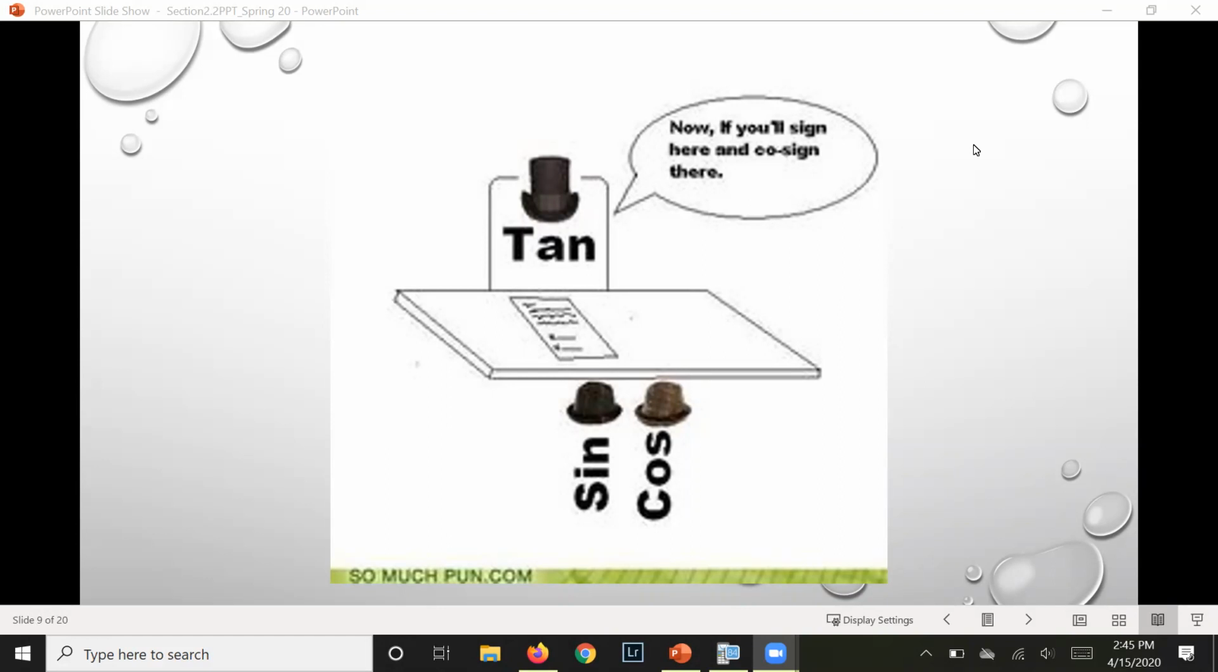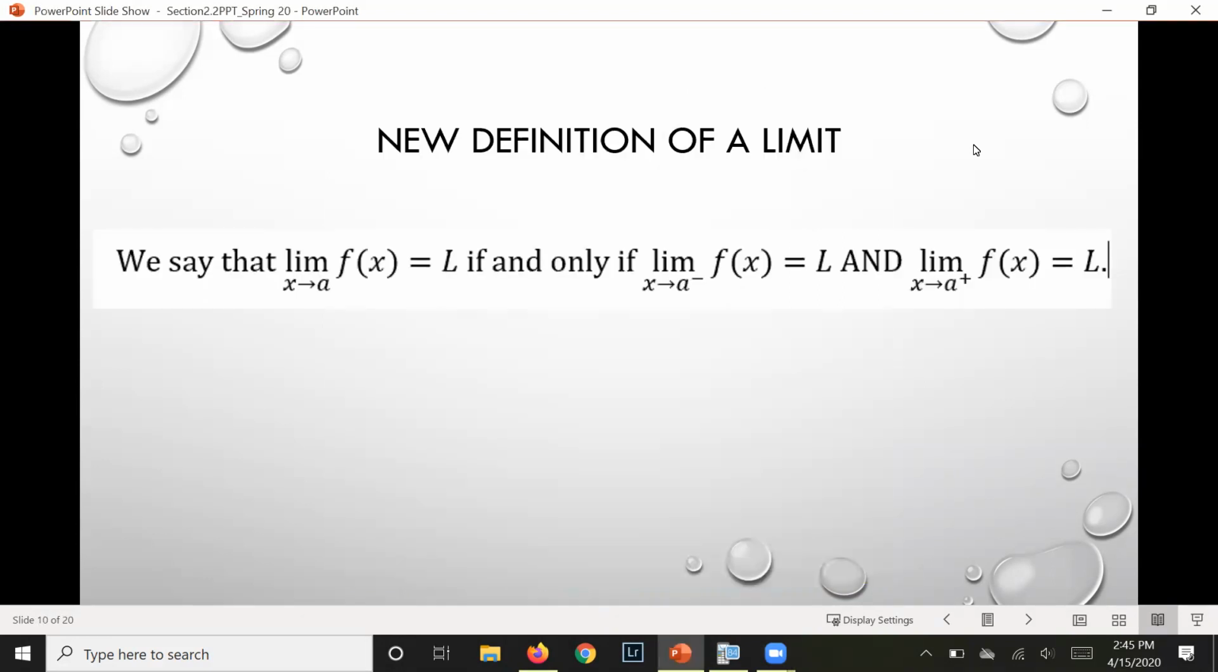Today we will be continuing on with section 2.2, building on what we learned about limits in our first video on 2.2. So let's get into it. First, we're going to remind ourselves of the definition of a limit that we left off with at the end of the first video.